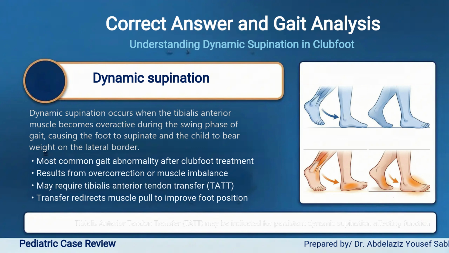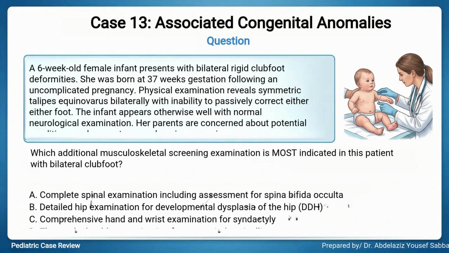The key clinical take-home: gait analysis is an important component of long-term clubfoot follow-up and should be performed at every visit once the child begins walking, as dynamic supination can develop even after apparently successful correction. Case 13. A 6-week-old female infant presents with bilateral rigid clubfoot deformities.